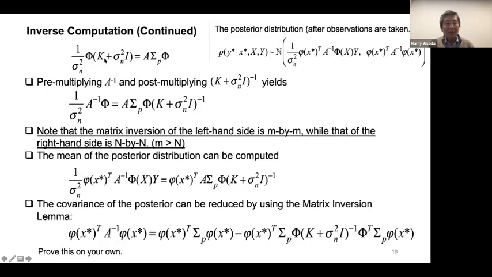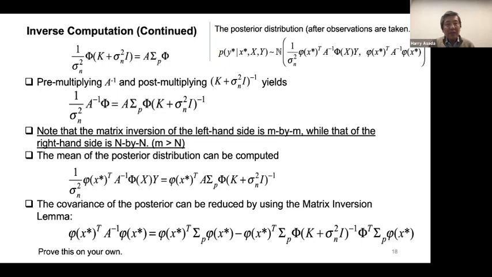We continue this. What we found is that this expression ends up with this, right? Pre-multiply by A inverse and then post-multiply by this inverse. So the left-hand side becomes 1 over sigma_n squared, and pre-multiplying by A inverse and then post-multiplying, this guy disappeared. So A inverse Phi equals A, and then this inverse comes out from both sides, okay?